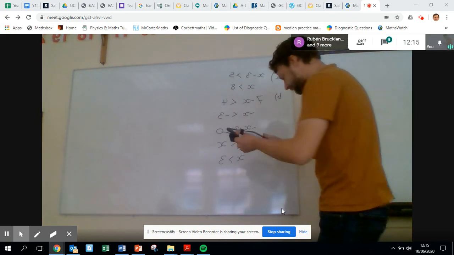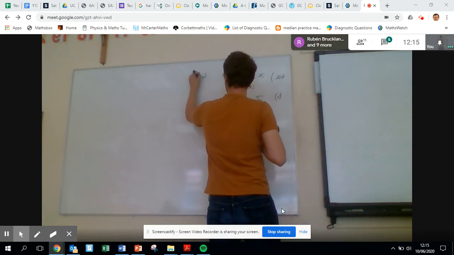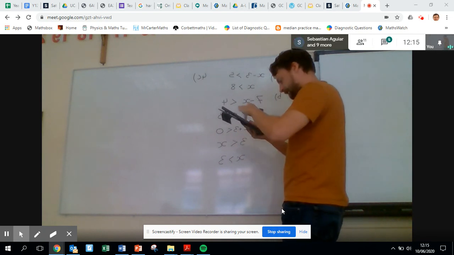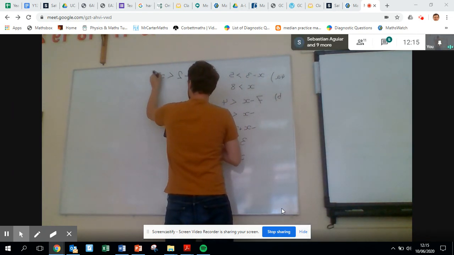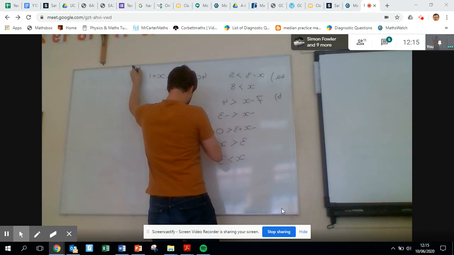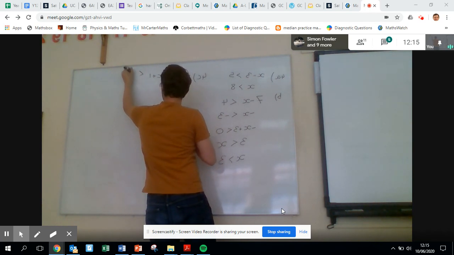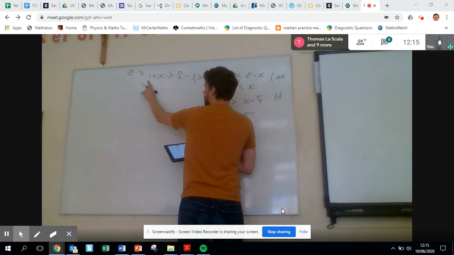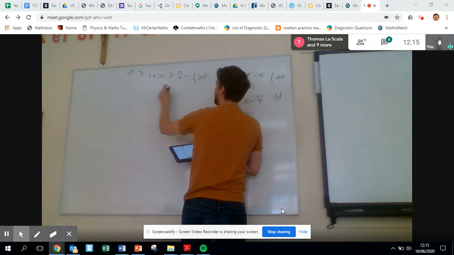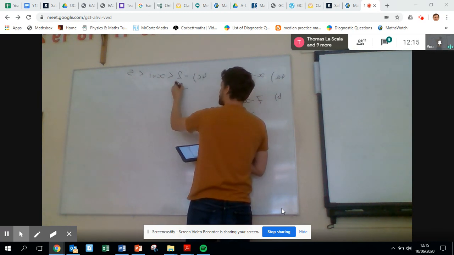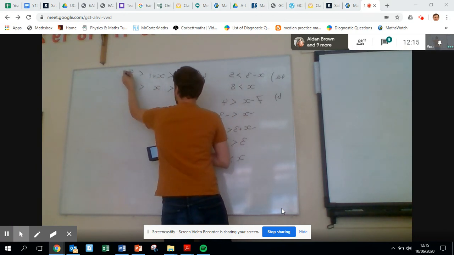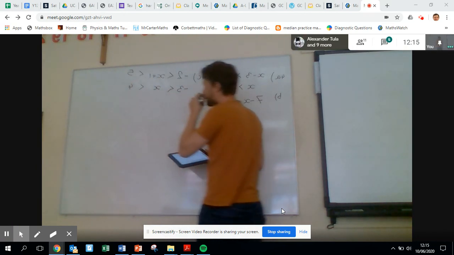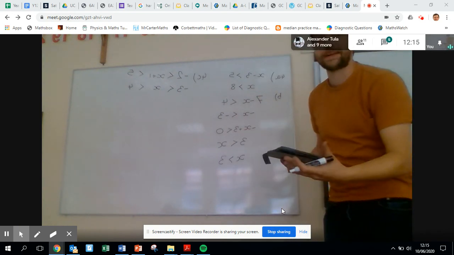Right, so 4C is minus 2 is less than x plus 1, which is less than 5. We're going to get the x by itself, so we're going to subtract 1 from all 3 parts. Minus 2 minus 1 is minus 3. X plus 1 minus 1 is x. 5 minus 1 is 4. So x is greater than minus 3 but less than 4.